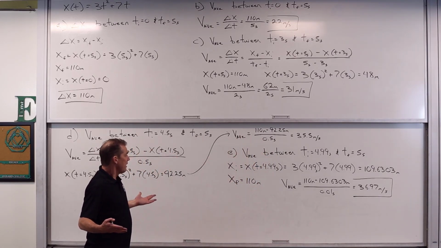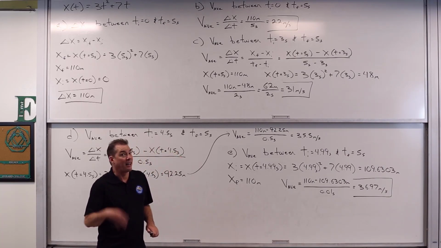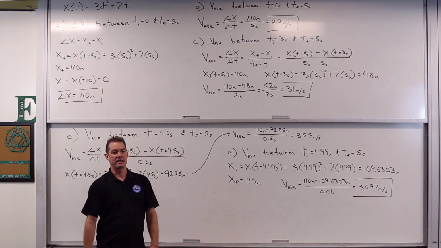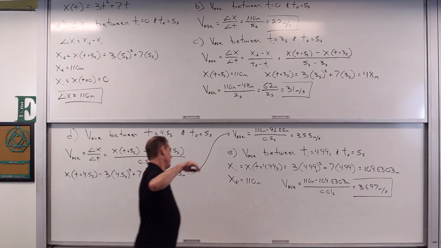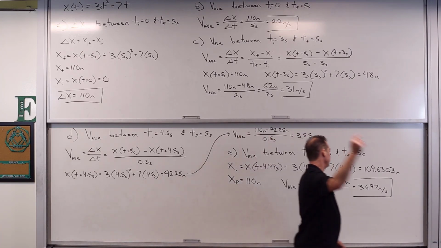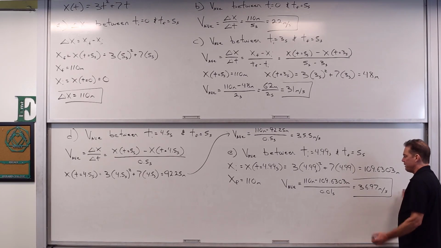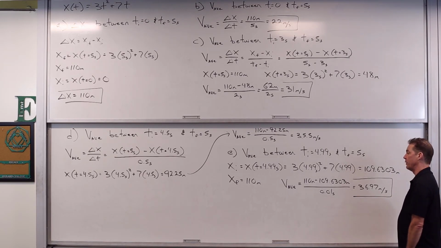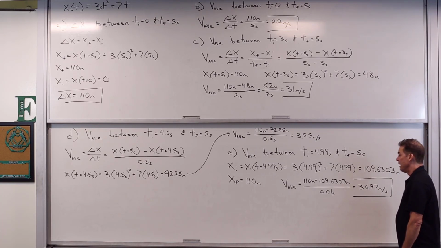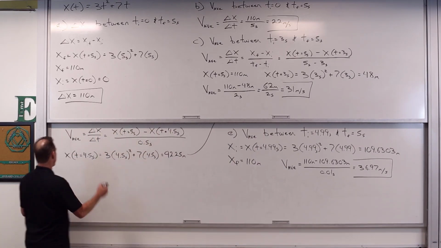What happens if we went from t equal to 4.99999999 to 5 seconds? Well, we shrink the time interval down to what? Like a millionth of a second, give or take. And what's going to happen? We're going to get really, really close to the instantaneous value. And pretty much that.